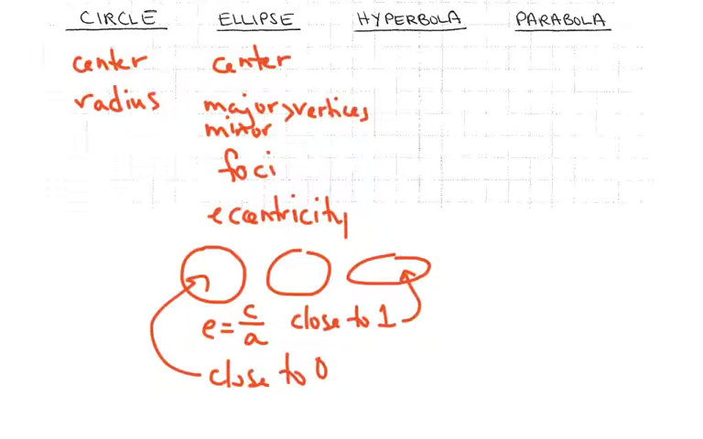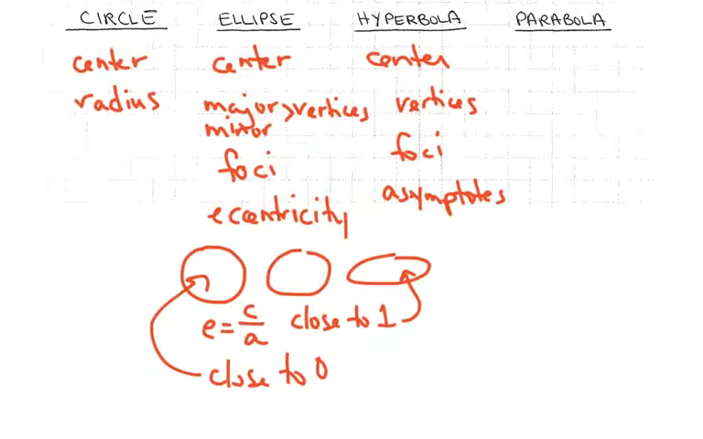For hyperbolas, we want to know the center, but we also want to know there are only 2 vertices as opposed to an ellipse that has 4 vertices. We want to know the foci, but we also want to know the asymptotes, whether it be the equations of the asymptotes or the slopes of the asymptotes. Hyperbolas also have eccentricity. It tells you how curvy the hyperbolas are, because maybe they're really curvy or maybe they're not so curvy.